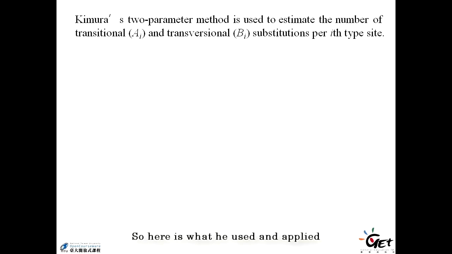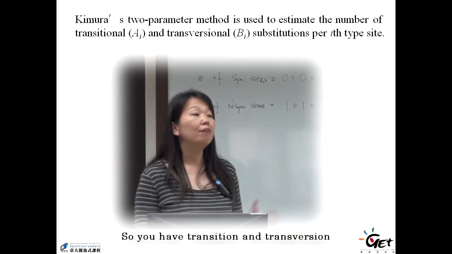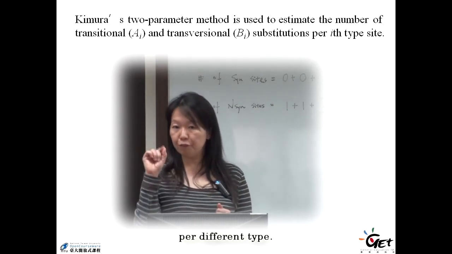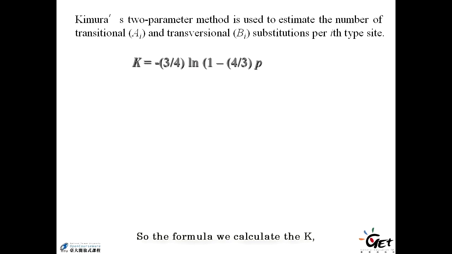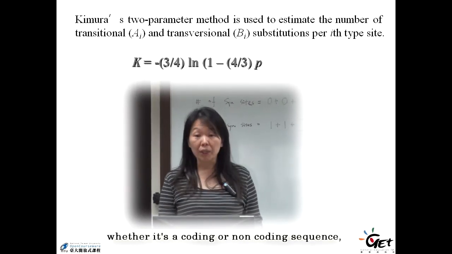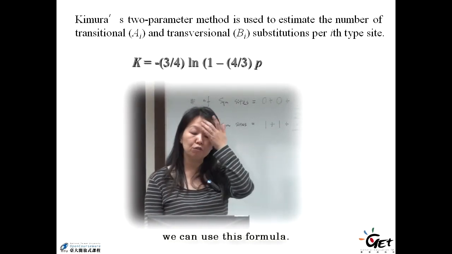So here is what he used and applied: the Kimura two-parameter method. You have transition and transversion for each different type. The formula to calculate K, the substitution rate, is on the top. Regardless of whether it's a coding or non-coding sequence, we can use this formula.